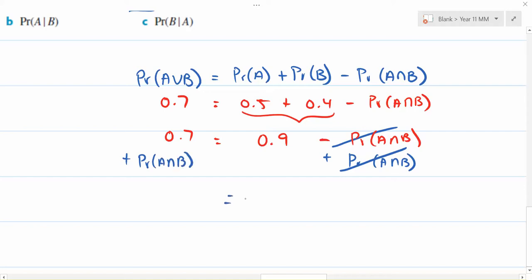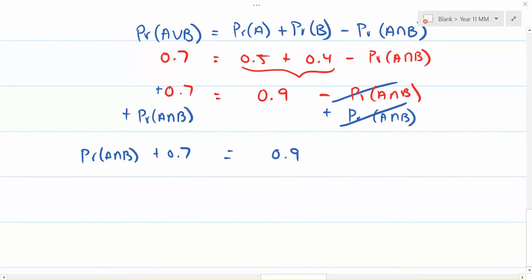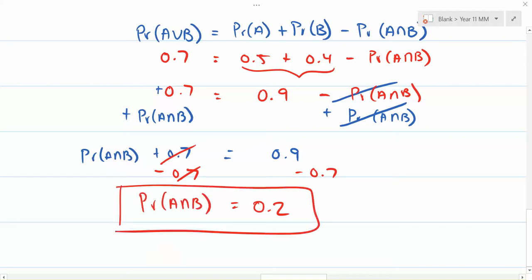So now what do I have left? I've got 0.9 on my right-hand side. On the left I've got the probability of A intersection B plus 0.7, because that's a positive 0.7. My goal is to find the probability of A intersection B, but I need to remove the plus 0.7. So I can say minus 0.7 on both sides. See what I'm doing? 0.7 minus 0.7 cancels out to be 0. 0.9 minus 0.7 gives you 0.2, like I said. So the probability of A intersection B is equal to 0.2.